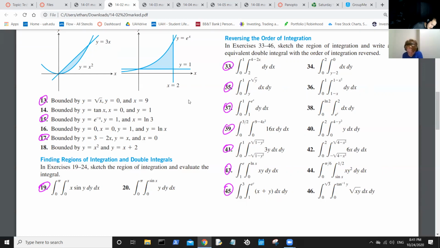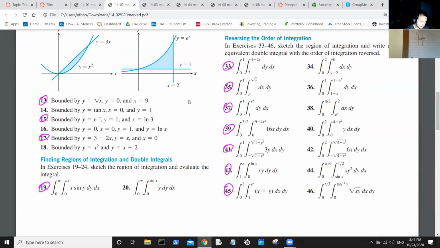And then y equals root x. It didn't say plus or minus here, so it's literally just going to be from the origin, root x, up until it intersects x equals 9. So our bounded area looks like a sideways half parabola in the first quadrant.